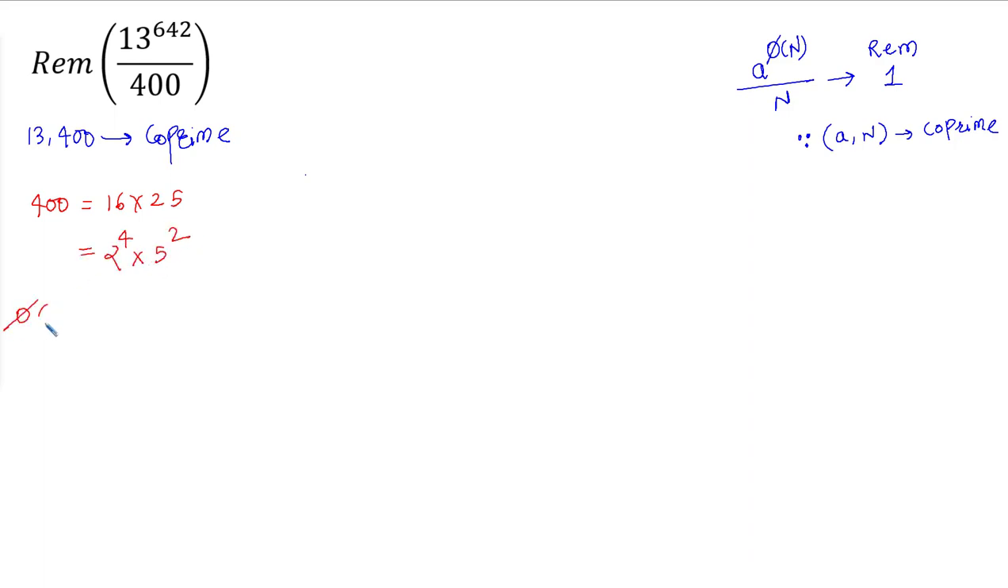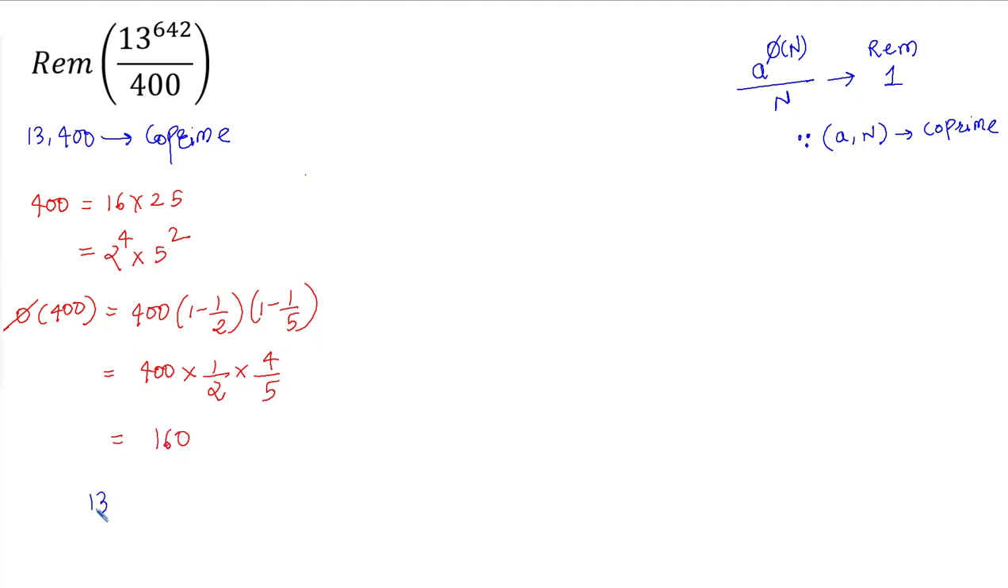So the Euler of 400 is going to be how much? 400 into 1 minus 1 by 2, into 1 minus 1 by 5. Okay everyone, so that is going to be 400 into 1 by 2 into 4 by 5. So that is equal to how much? 160. So from this what we can say is that 13 to the power 160 divided by 400, the remainder is going to be 1.